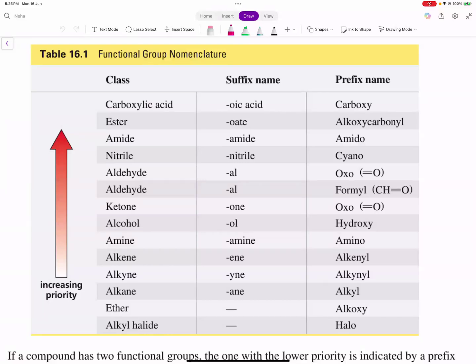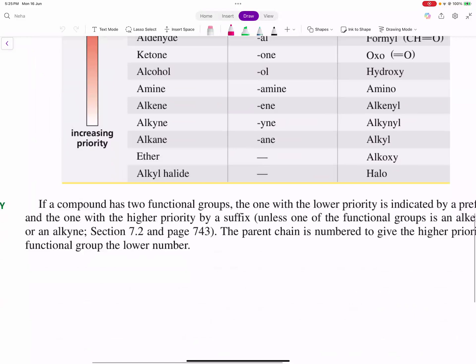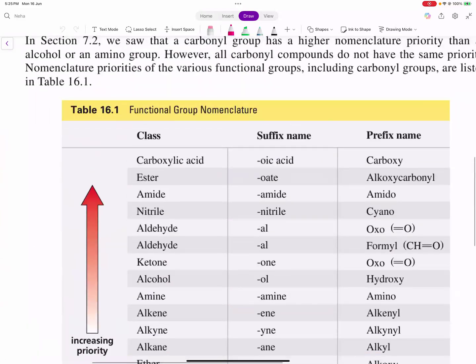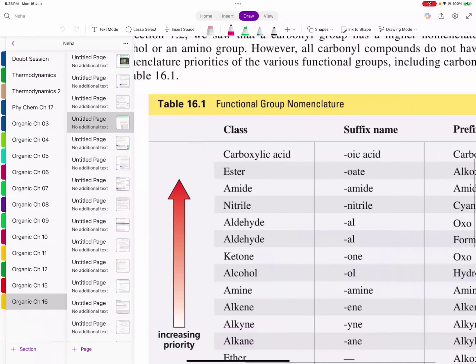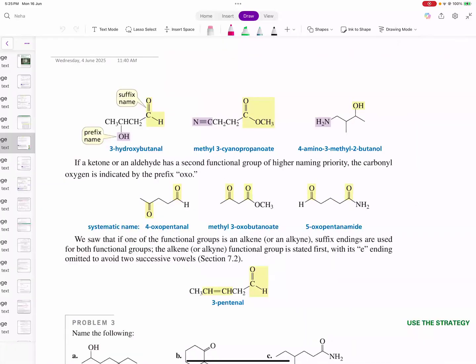See, Neha, after teaching us 15 chapters, now she has given this list. Not in class 11, not in the first chapter itself. She could have done that, because now we are familiar with a lot of functional groups. You can go through all this.